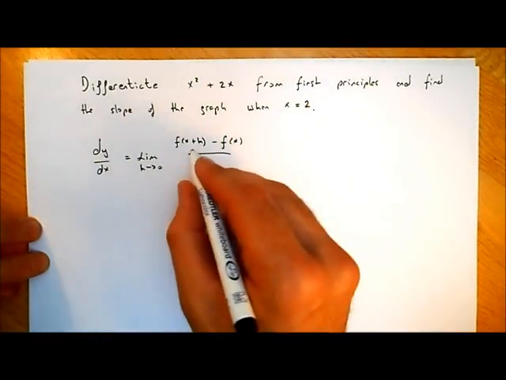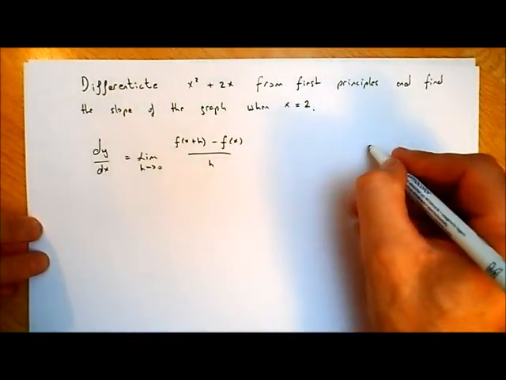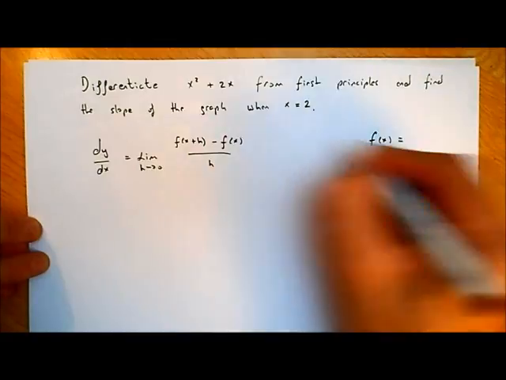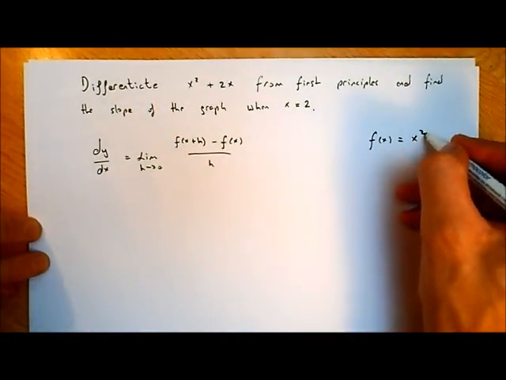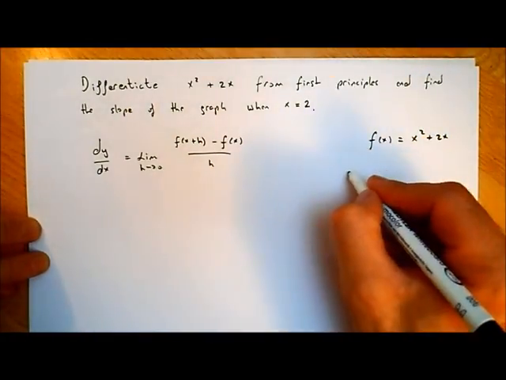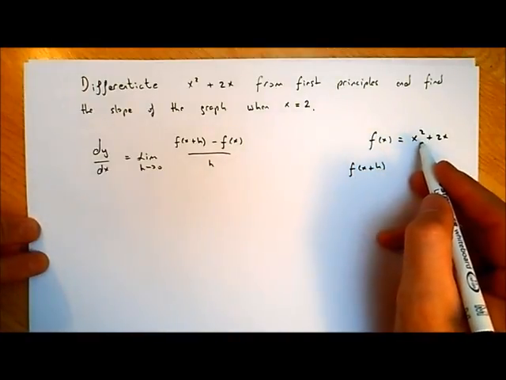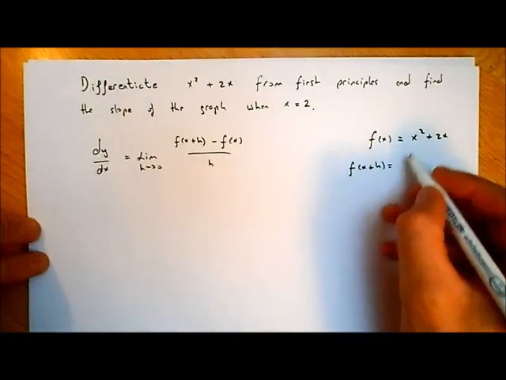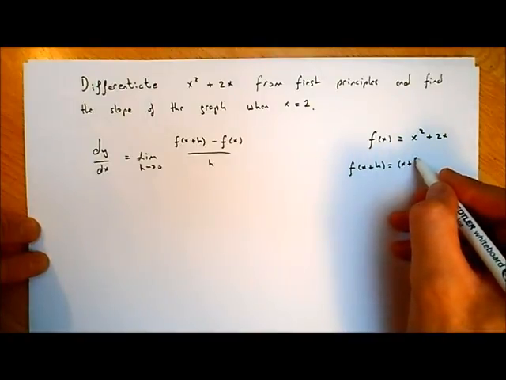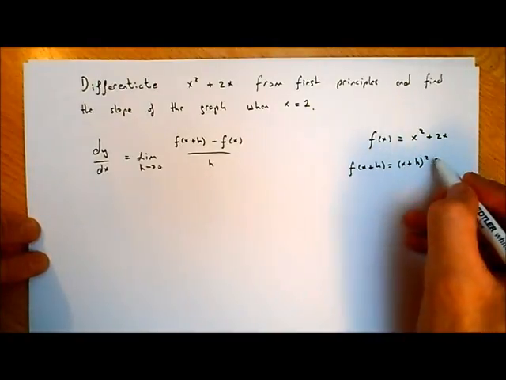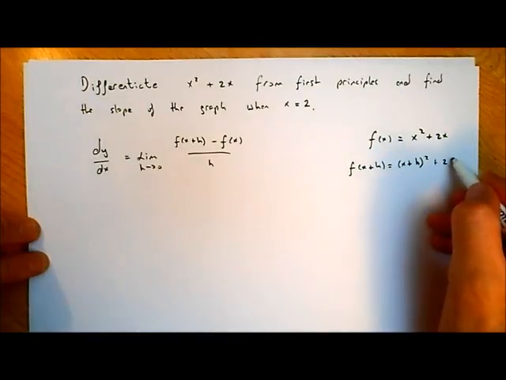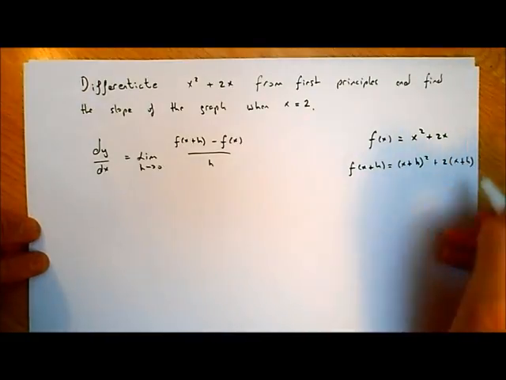Okay, we need to know what f of x plus h is and what f of x is. f of x is just the curve, so in this case f of x is x squared plus 2x. And f of x plus h just means anywhere there's an x, we fill in x plus h. So instead of x squared, it's x plus h all squared, plus twice x plus h.